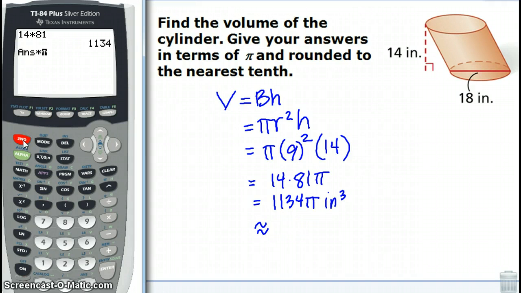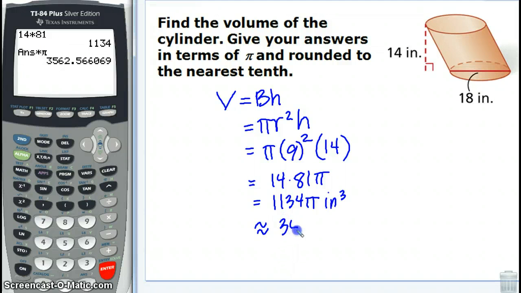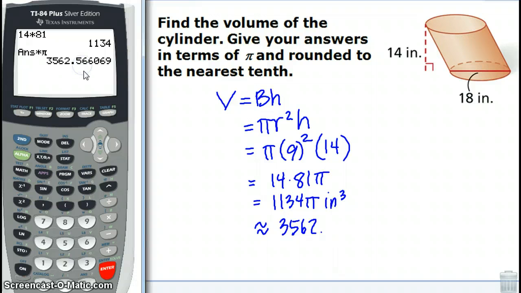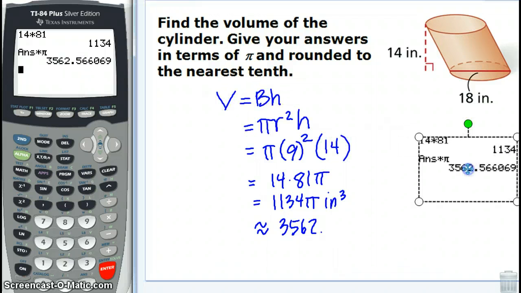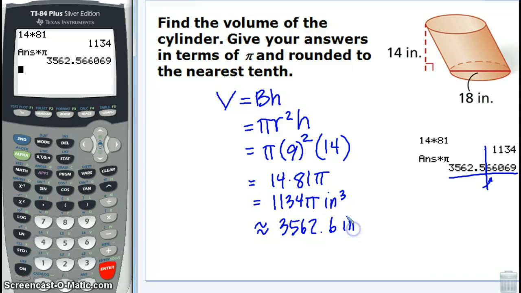And my pi is located here above the caret. And there it is. 3,562 point. And now, I'm going to bring this over here. So you can see we're going to round to the nearest tenth. If this one's 5 or more, and it is, we're going to add 1, and it's going to be 0.6 inches cubed. So there are my two answers. The exact answer and the approximate answer right there.